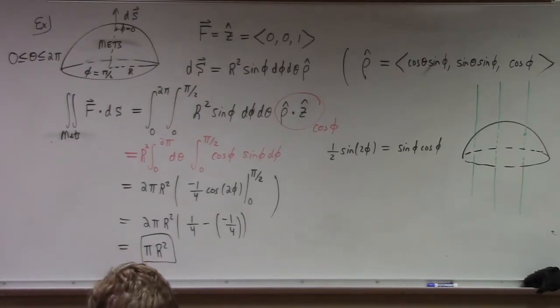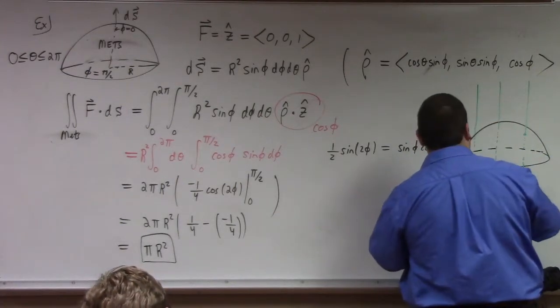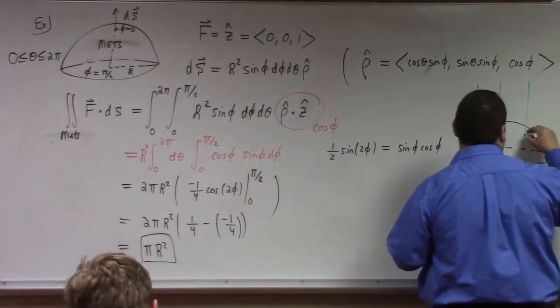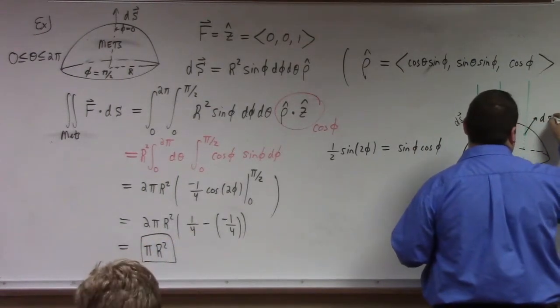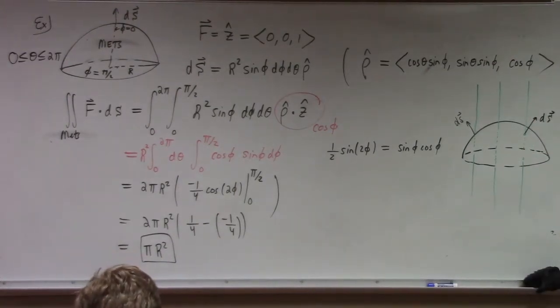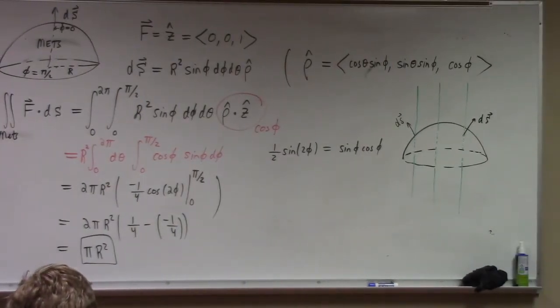But the thing is, you know, the normal to the hemisphere is what? Like this, right? So, if the vector field lined up with the normals to the hemisphere everywhere, it would just be the surface area of the hemisphere times the magnitude.